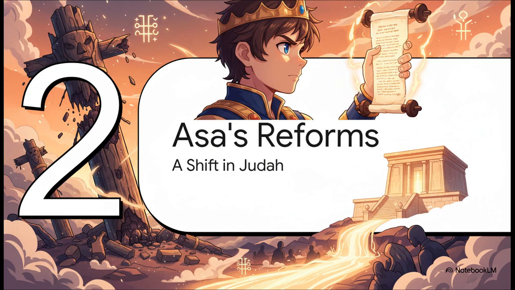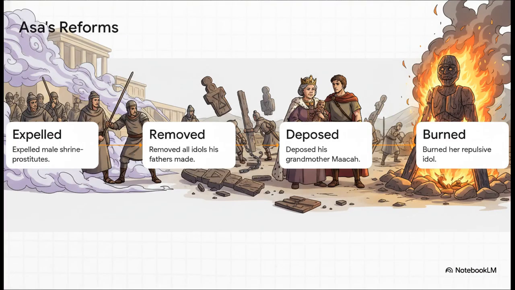Section 2. King Asa's righteous reforms. Now verses 9 through 13 map out a massive, multi-step religious reform. Asa's reign begins in the 20th year of Jeroboam, and unlike his father, Asa actually did what was right in the eyes of the Lord. He initiates this massive societal cleanup.